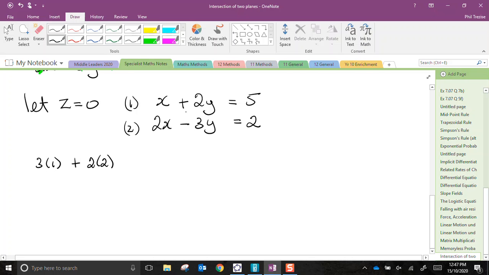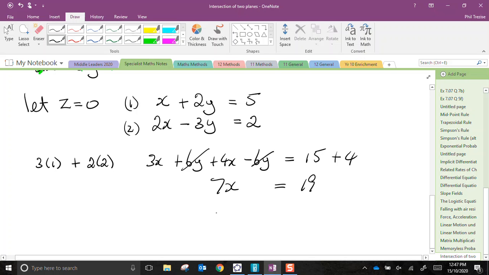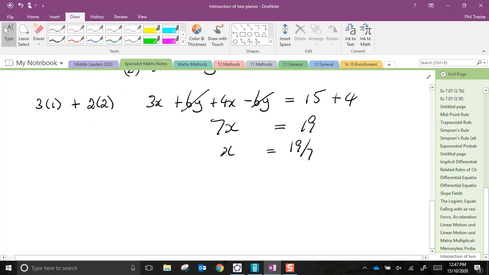I notice that the y variables are positive and negative, and if I do that, 3 times x is 3x, 3 times this is 6y, 2 times 2x is 4x, 2 times that is negative 6y. That's exactly what I wanted. Now 3 times 5 is 15, plus 2 times 4, 2 times 2 is 4, so I have 7x equals 19, x equals 19 over 7.